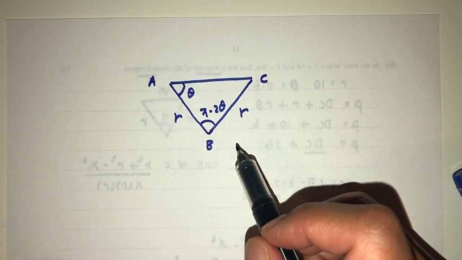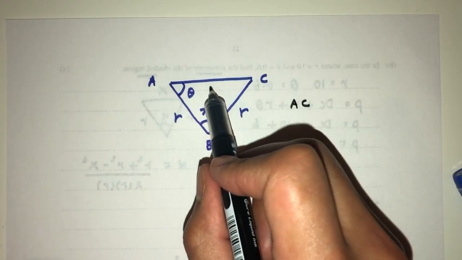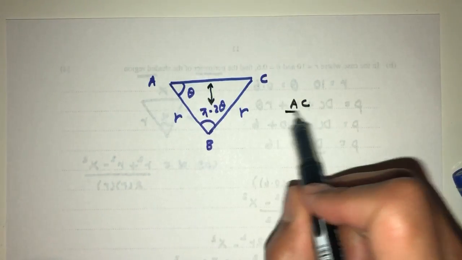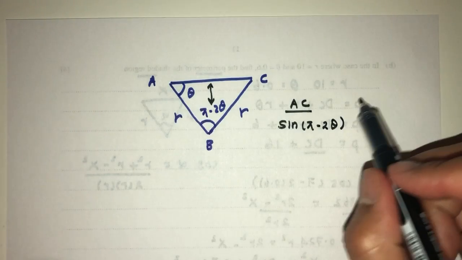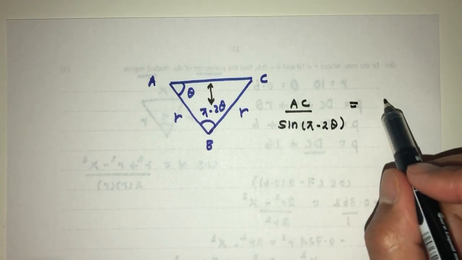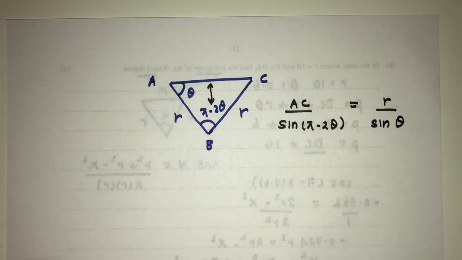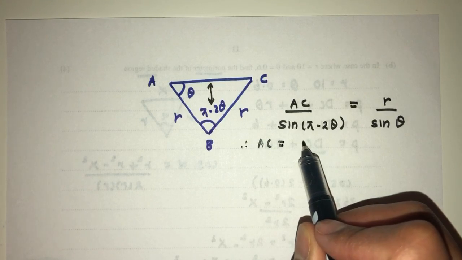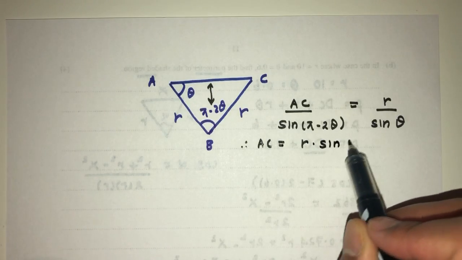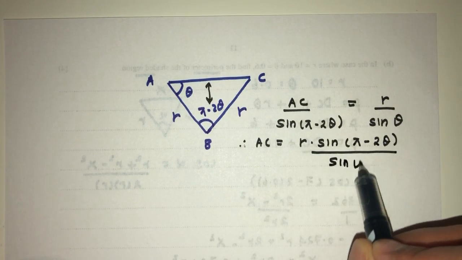So by using the sine rule, I can say that AC, we don't know, but I know it is opposite this angle. We write opposite sine of pi minus 2 theta is equal to, this side is R. Opposite R we have theta, which is sine of theta. So this is my sine rule equation to find the value of AC. As you can see, AC is equal to R times sine of pi minus 2 theta divided by sine theta.